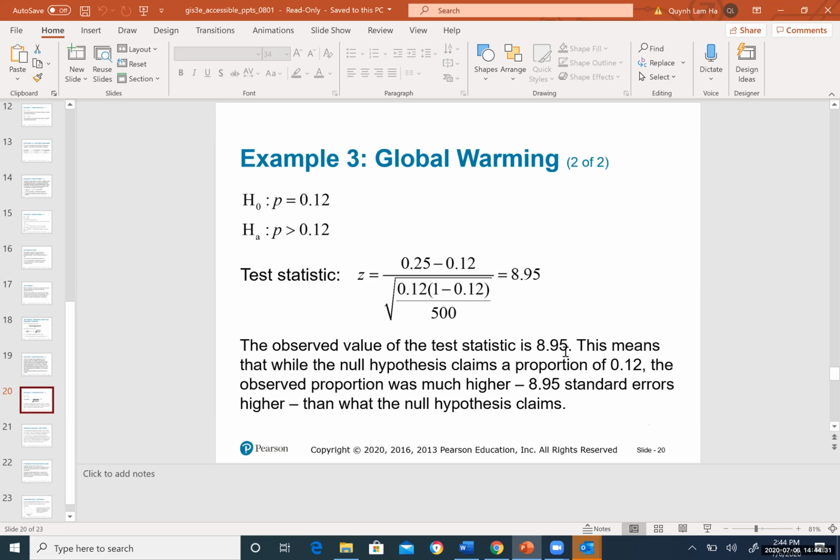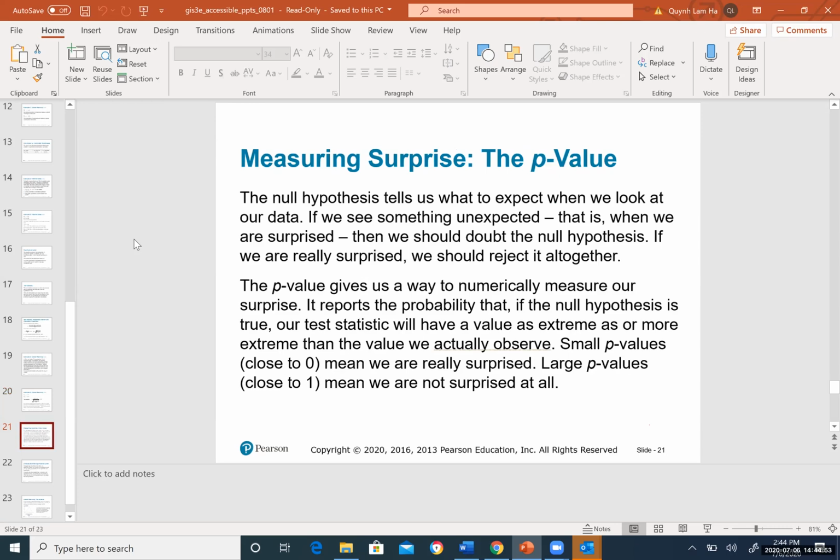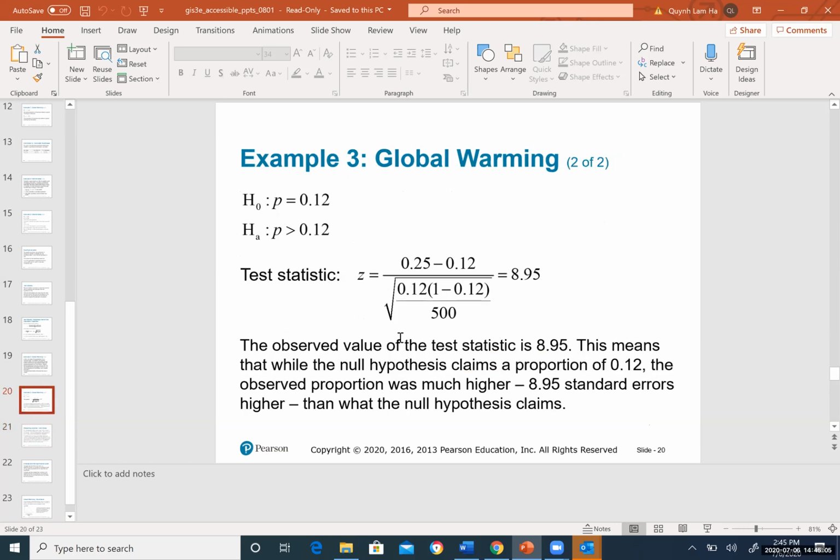So this means that the null hypothesis claimed a proportion of 0.12, but the observed proportion was much higher, 8.95 standard errors higher than what the null hypothesis claimed. This is telling you that this 8.95 value is too large compared to what was expected. I think I will finish this first, then I will run StatQuant for this data, okay?